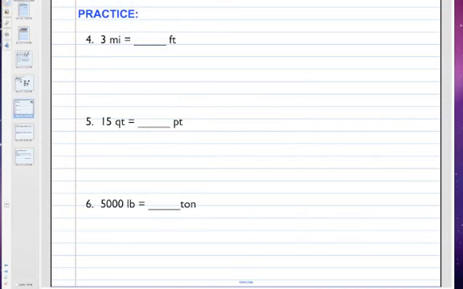I want you to go ahead and solve practice problems 4, 5, and 6 in your math notebook. Don't forget you're going to need that unit rate chart in the vocabulary part of your notes. Press play when you're ready to see the work.